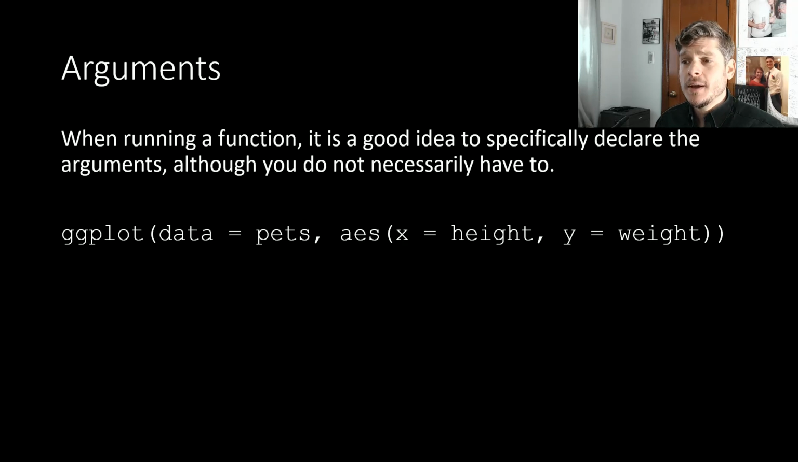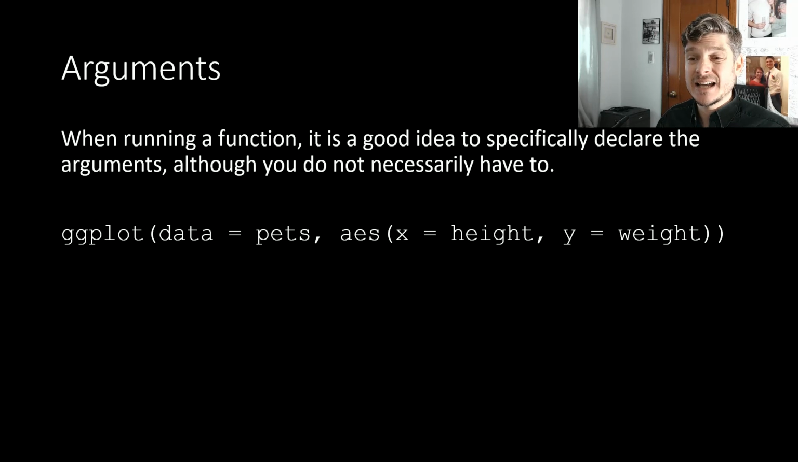All right, so the first thing I want to talk about is our arguments. When we run our functions, sometimes we specifically declare what our arguments are, although we don't always necessarily have to. So, for example, with the ggplot function, we can specify our very first argument as data equals. The first argument is the data that we're going to use.